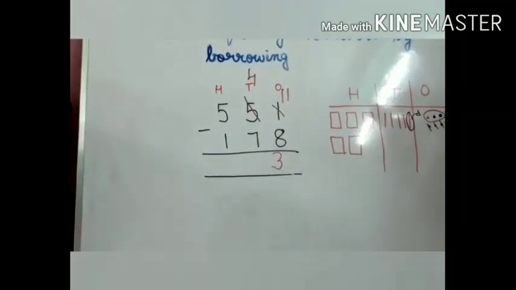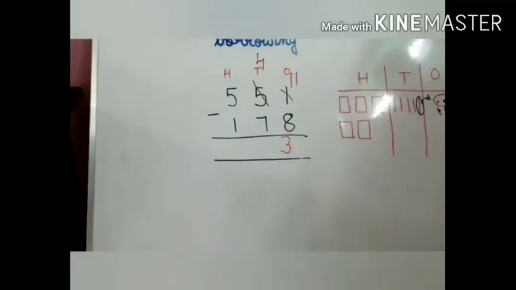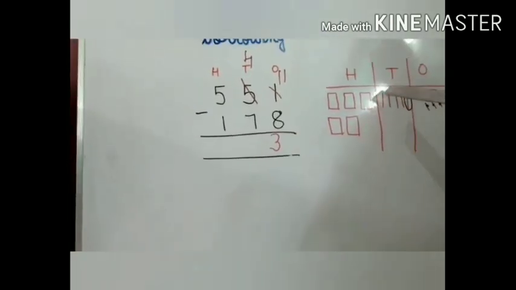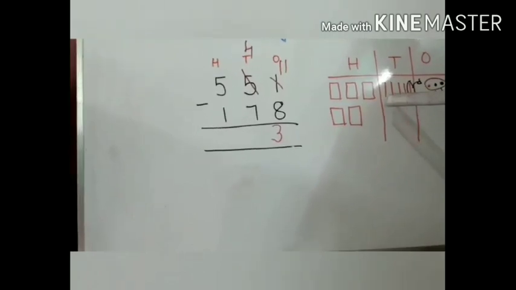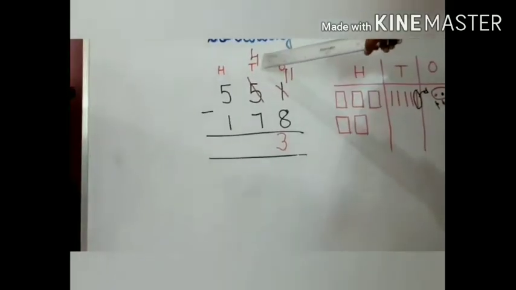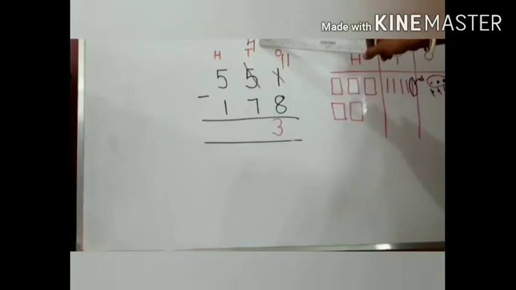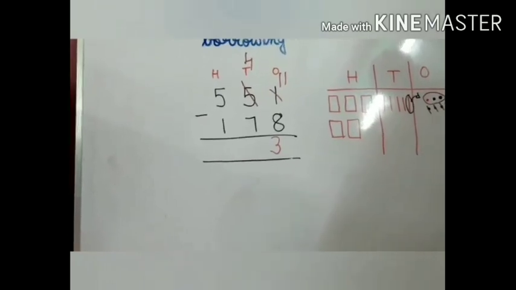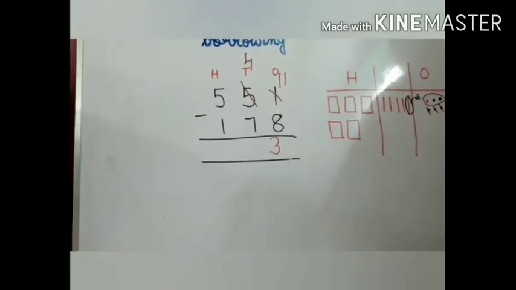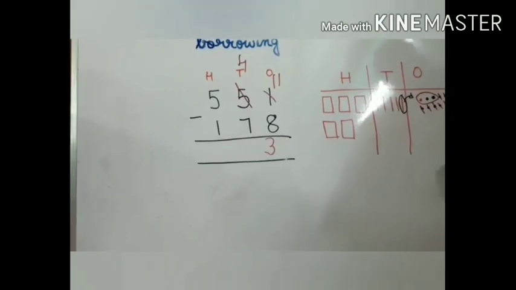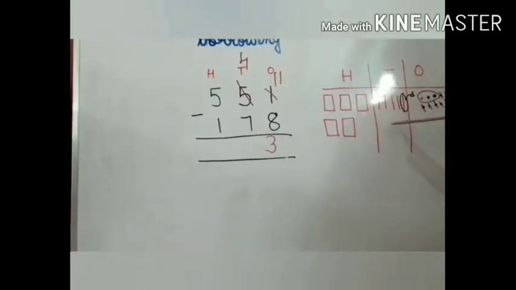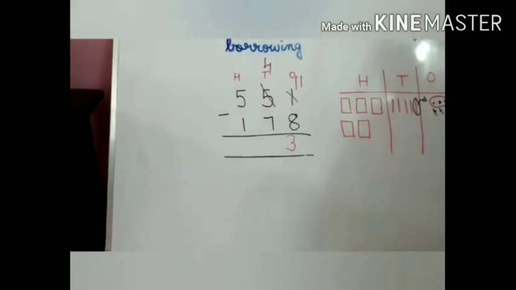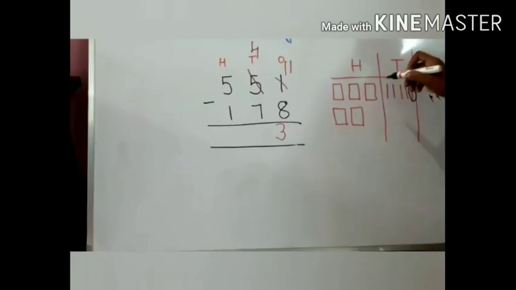Okay children? Now coming to the tens place. Already I have taken 1 ten, so how much is remaining? 1, 2, 3, 4. 4 tens. From 4 I have to take away 7. Is it possible? From 4 can I take away 7? No, it is not possible. So what do I have to do? I have to take 1 hundred to the tens place.